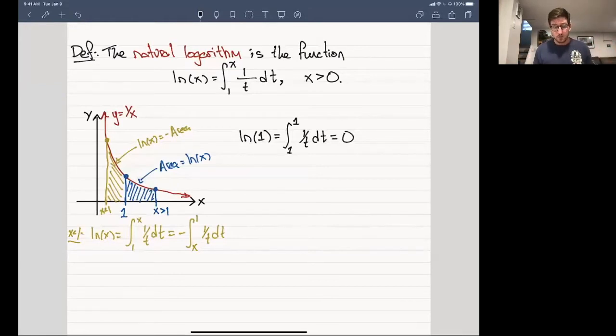Okay, so what we can see from my little picture here is that if x is larger than 1, we have a positive area here. So you can ask sort of questions. You can ask, when is this area equal to 5? Or when is this area equal to 3? Or when is it equal to pi, for example?